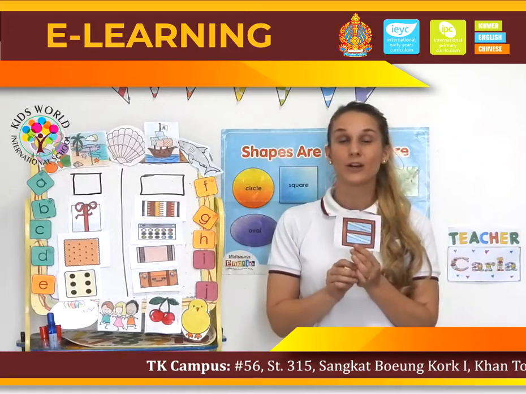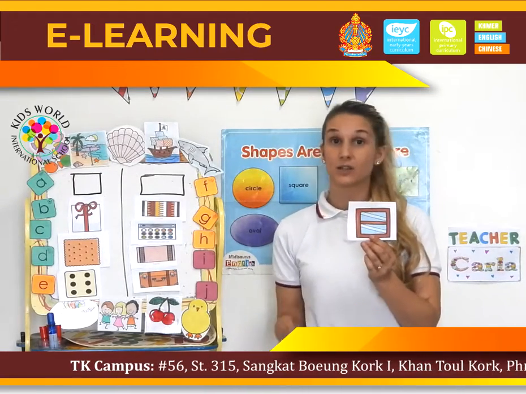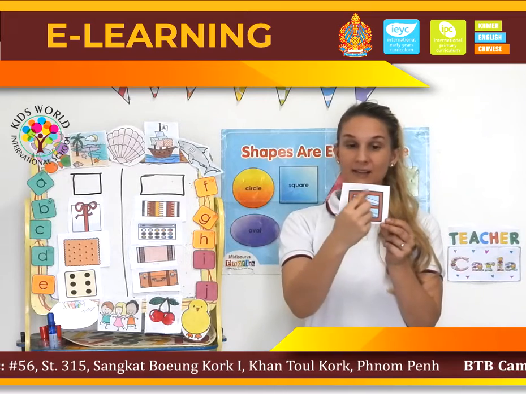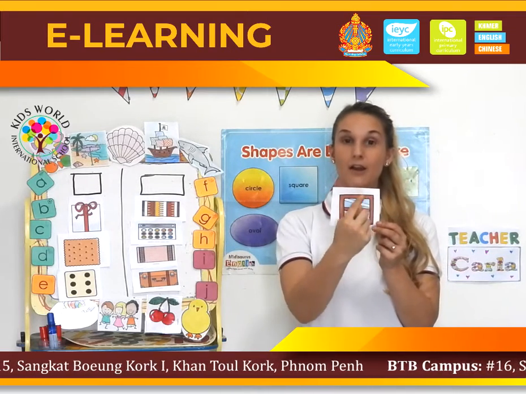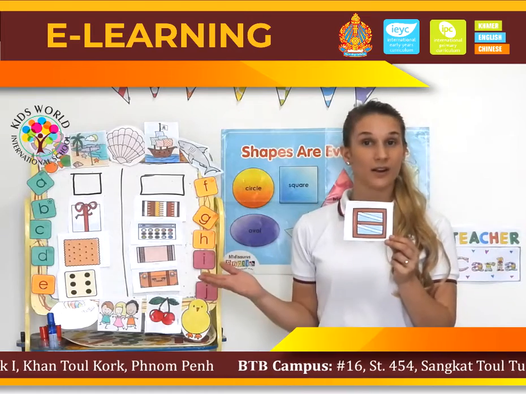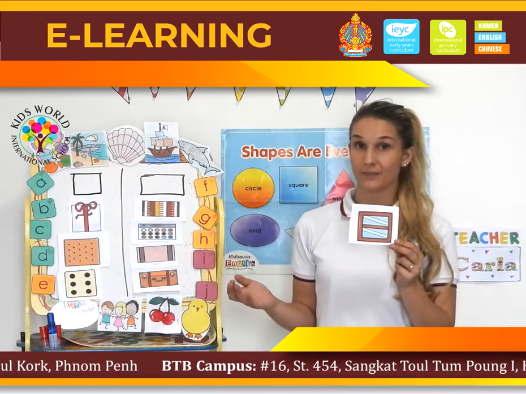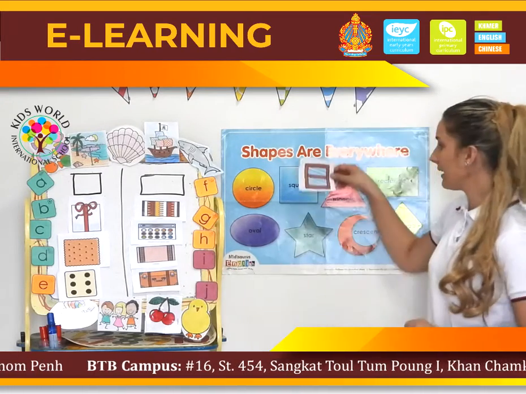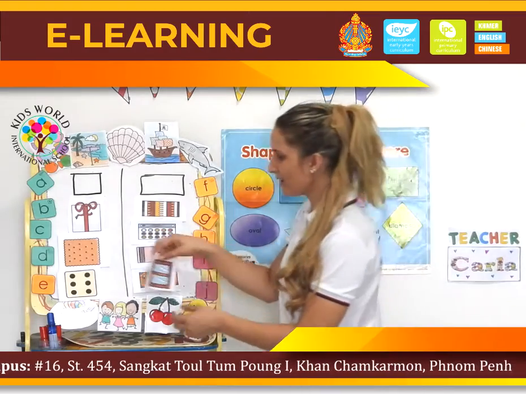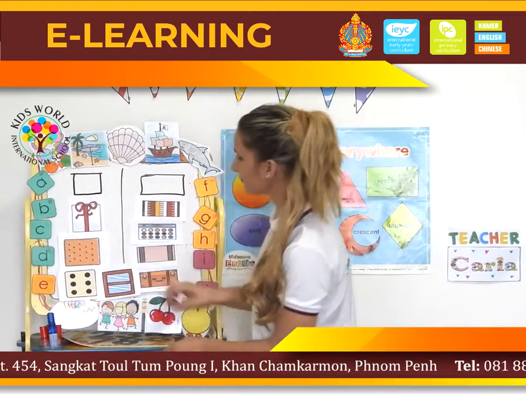A window. What shape is the window? Is it a square or is it a rectangle? Well, we can see it has 1, 2, 3, 4 equal sides with 4 corners. It does not have a long side and a short side, which means it is a square. Very good. The window is a square.